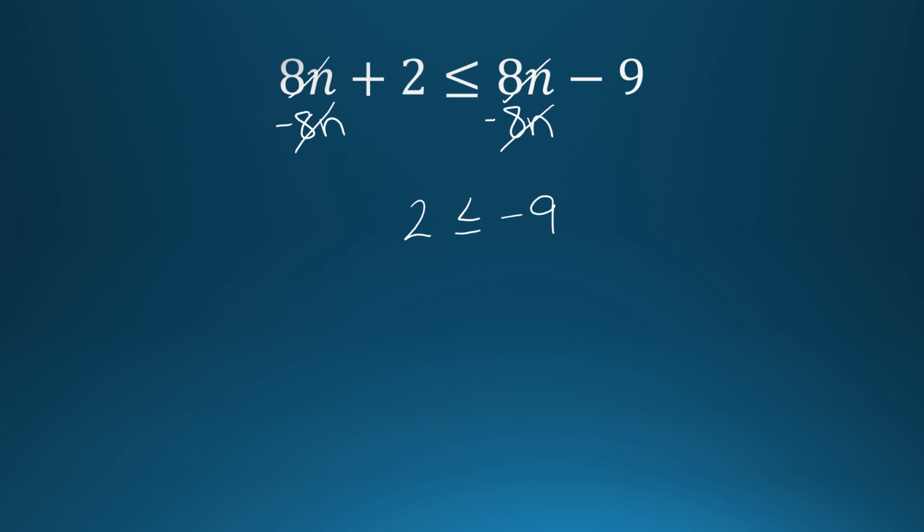This is where we run into a situation where we might have no solutions. And let's actually think about what this means. 2 is less than or equal to negative 9. We have to ask ourselves, is this always true or is it never true? In this case, this is a false statement. 2 is never less than or equal to negative 9. It's larger than negative 9. So that gives us no solutions to this inequality.